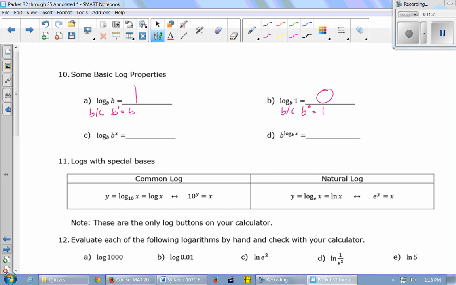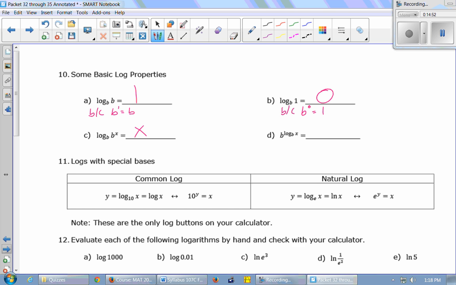All right, log base b of b to the x. What power do you raise b to get b to the x? X, yeah. It's like, what is the name of the boy named George, right? George, yeah. So log base b of b to the x is like x.